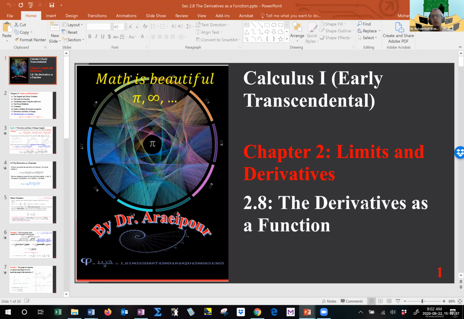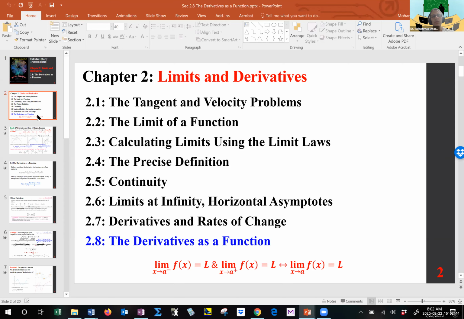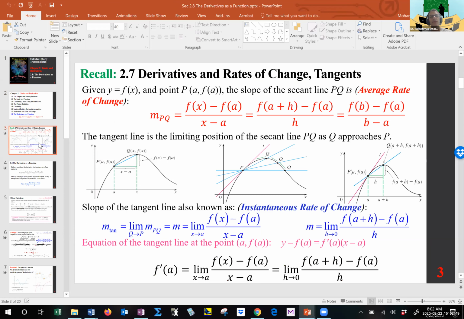This is section 2.8, the derivative as a function. Okay, so we looked at various sections, and now we are finishing off with 2.8, and it's pretty similar to 2.7, what we have seen. There's really not much brand new. Instead of dealing with differentiation at a specific point, we deal in general with differentiation.